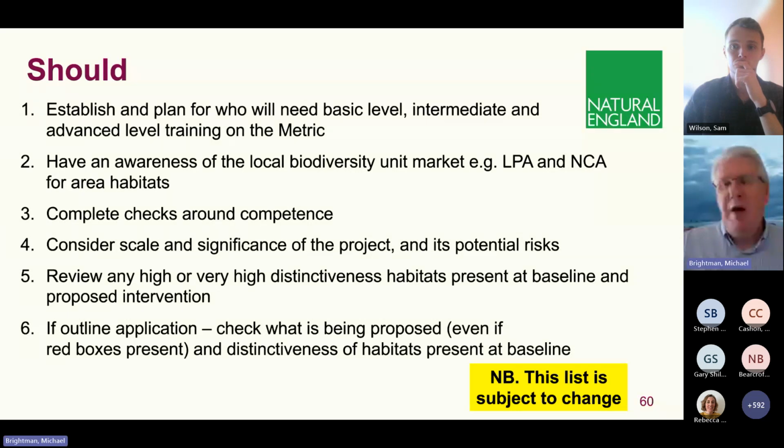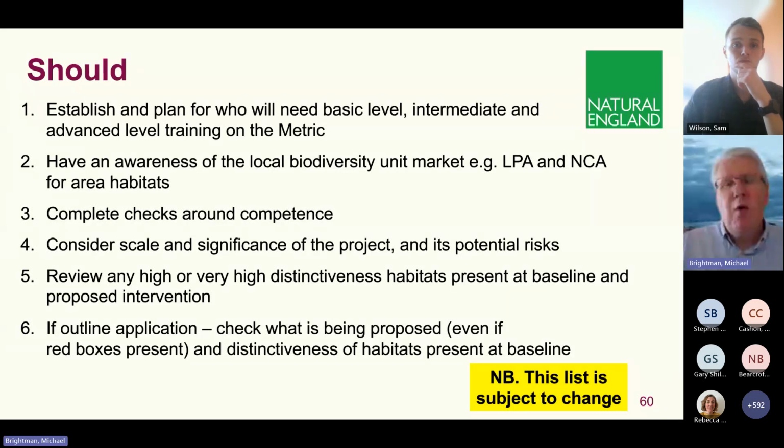LPAs should, where there's an outline application, check what is being proposed, even if red boxes are present. Red boxes for an outline application aren't a reason, remember, for it not to be valid. But what you would be looking to check in particular are the distinctiveness types of habitats: what habitats are present and their distinctiveness. Where you have high distinctiveness habitats or above, so high, very high or irreplaceable, you would want to know what is proposed post-intervention for those habitats.